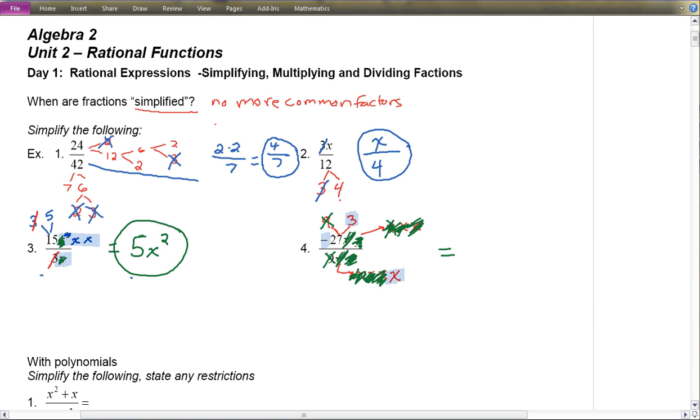So everything that's left is highlighted. There's a negative and a 3 on top. So I'm going to go ahead and put that on top. And all that's left on the bottom is x, or 1x. So the negative stayed because it didn't cancel out with anything. The 3 was all that was left, and the x was all that was left on the bottom.